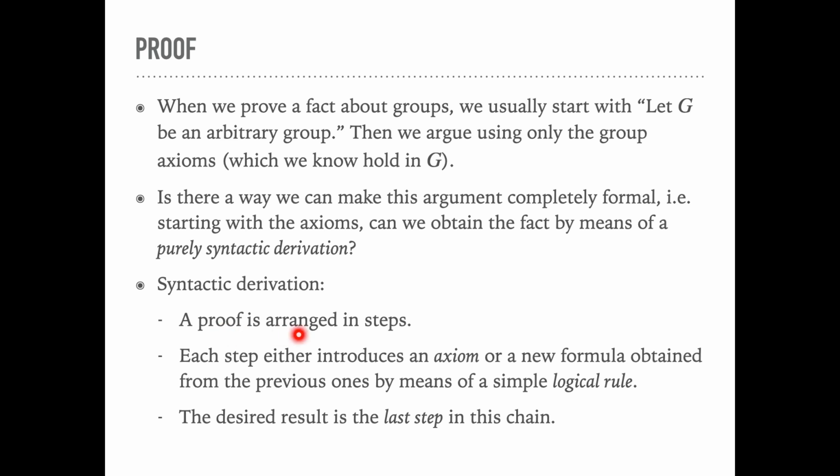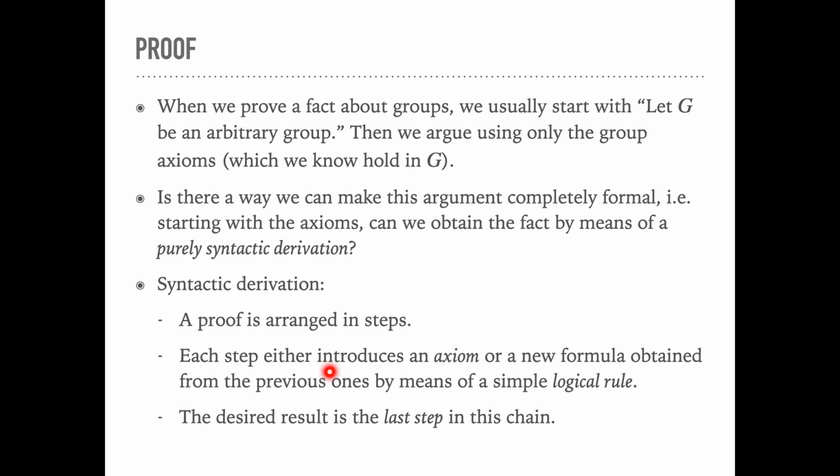We will arrange a proof in steps, and each step either introduces an axiom, so you pull in a new axiom that we will need for our argument. Again, that can either be a group axiom, or a more general logical axiom, like a tautology. Or, in our proof step, we can introduce a new formula that we obtain from the ones we've previously obtained already by means of a simple logical rule. We will restrict ourselves to really two very simple logical rules, as we'll see on the next slide. And then the desired result, the fact that we want to prove, will be the last step in this chain. After finitely many steps, we have come to our formula that we want to prove.